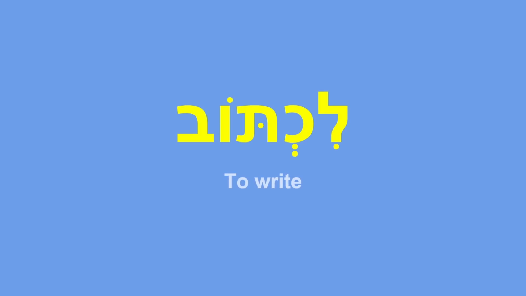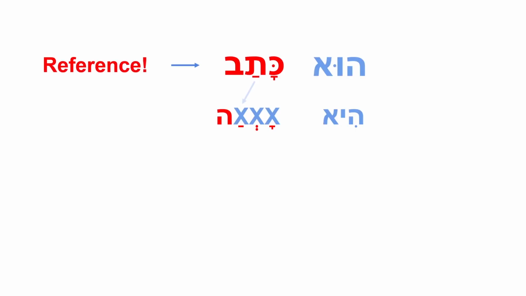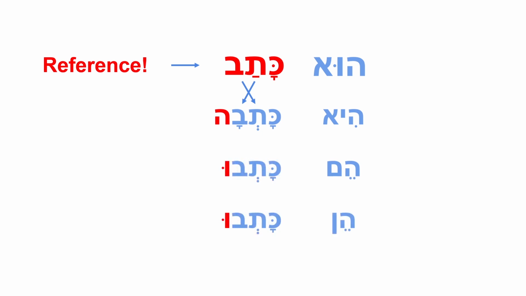לכתוב, to write. הוא כתב, it was the reference point. He will have the same conjugation pattern. Vowels switch places so that patach will fall on the third root letter and the invisible shva will fall on the second root letter and become visible. So הוא כתב, היא כתבה, הם כתבו, הן כתבו. הוא כתב, היא כתבה, הם כתבו.